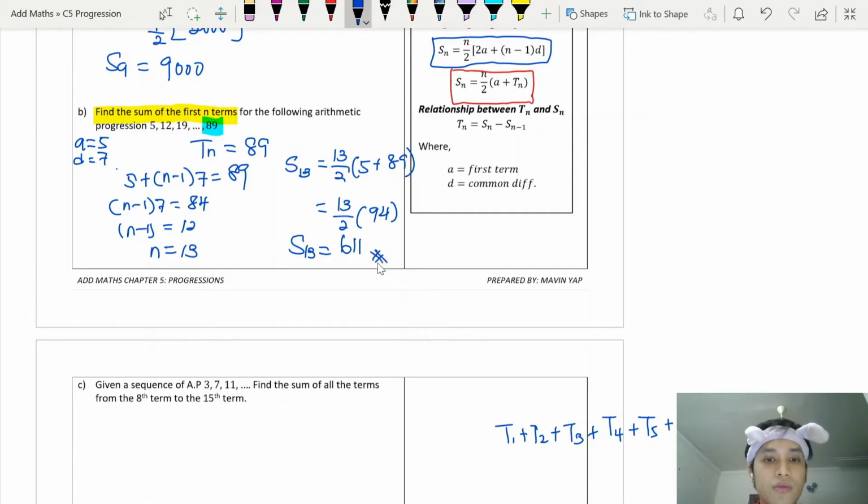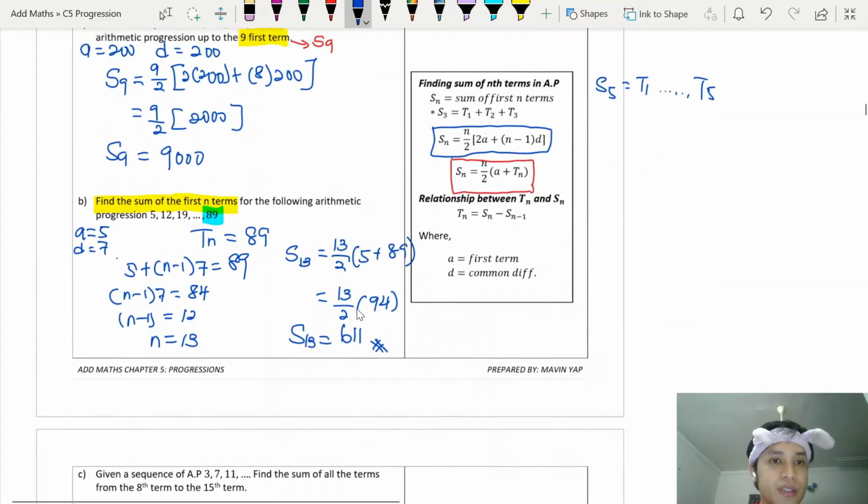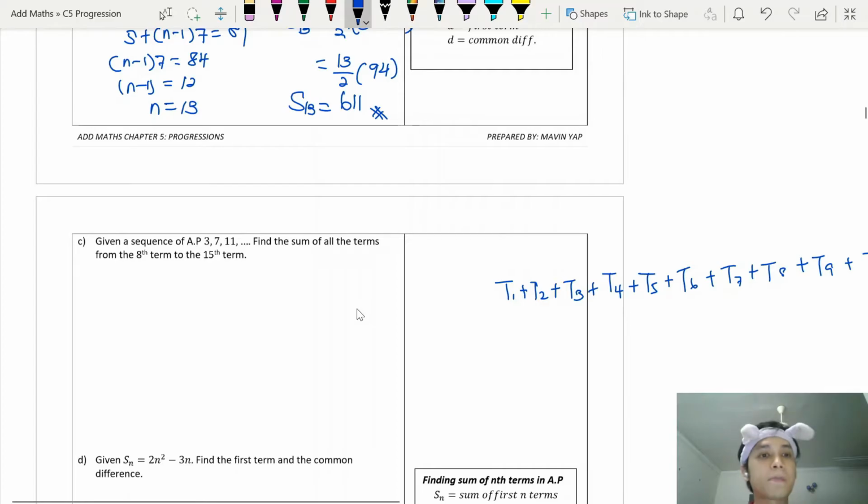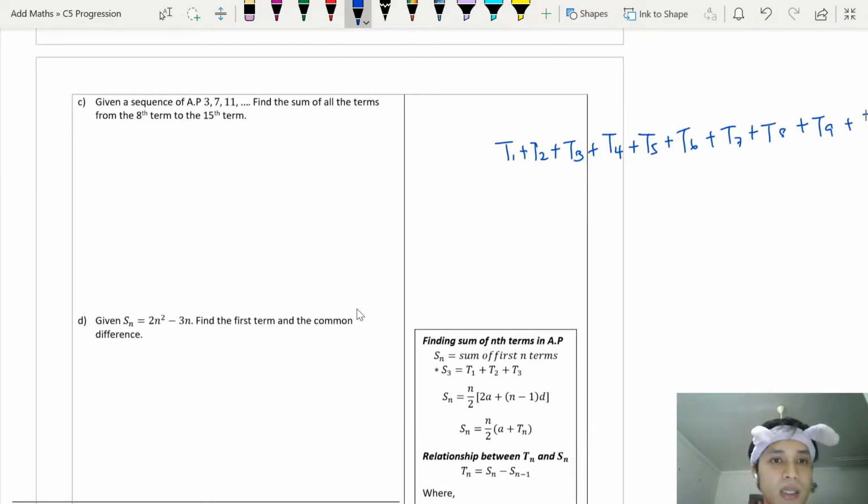Okay, so the sum of the 13 terms here equals 611. You must understand the meaning of sum. Basically, it just means add up. So the first two questions are very straightforward. Now question C, this one will be a little bit confusing for some people.